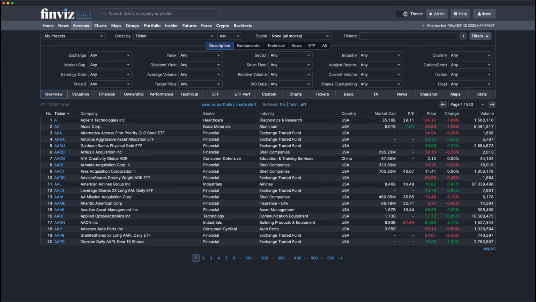At the top of the Screener, you can see the filter criteria, categorized by descriptive, fundamental, technical, news, ETF, and all. Here's where you can decide what requirements you have for the stocks that will show up in the results. For example, you can select from descriptive criteria such as the exchange, sector, or country that the stock is in, the size or market cap of the company, the current price of the stock, and various volume measures.